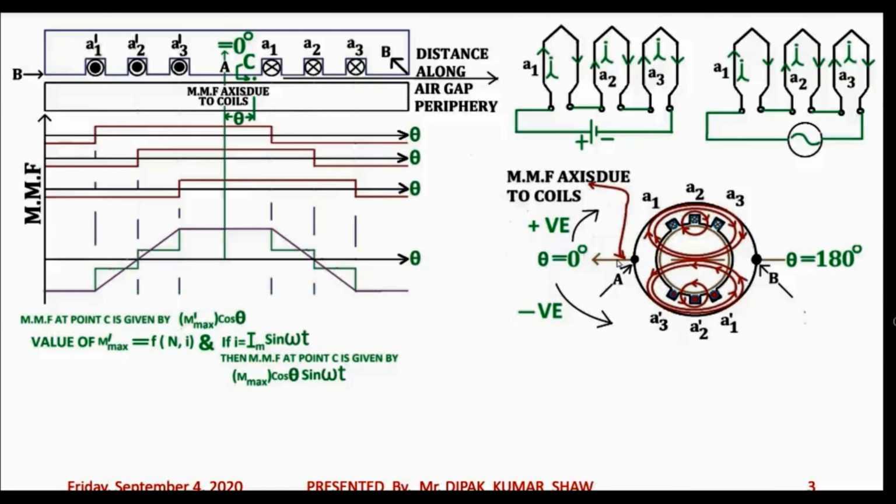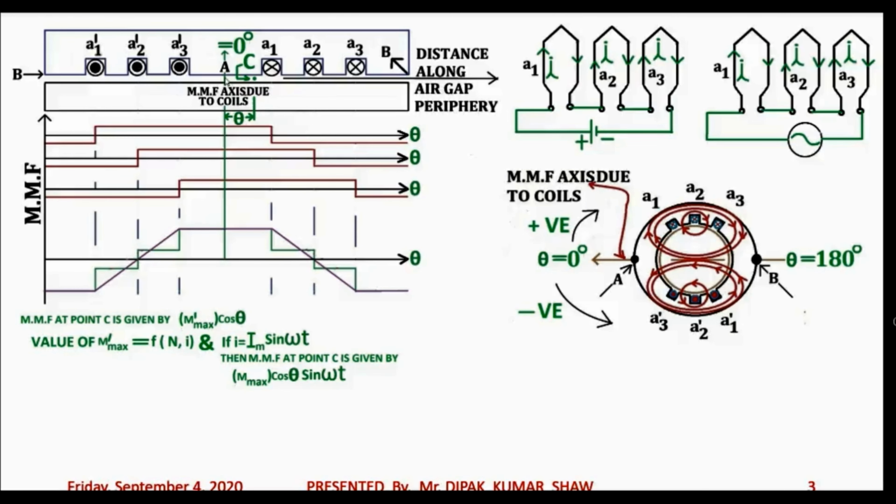Likewise, a point in the air gap which is in front of slot A2 will be defined by theta equal to 90 degree. If you take a point in the air gap which is in front of the slot A2, that will be defined by theta equal to 90 degree. And obviously this point B will be defined by theta equal to 180 degree.